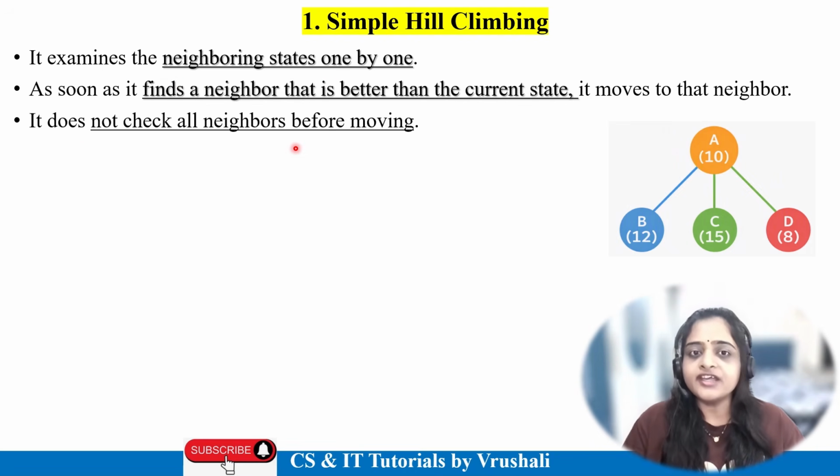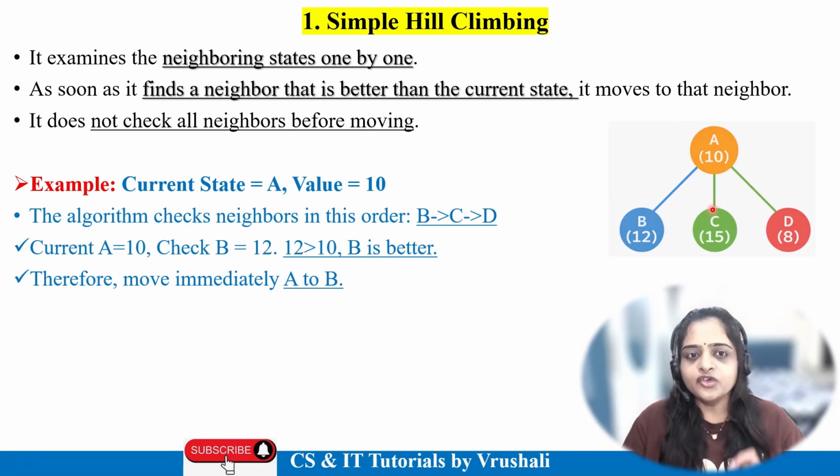It does not check all neighbors before moving. Now see here in this diagram. Currently you are at the state A, and the value of A is equal to 10. Now you have to find out the next neighbor node. A has a total of 3 exploring nodes, B, C and D, right? But here the simple hill climbing algorithm moves to only the first neighbor visited node.